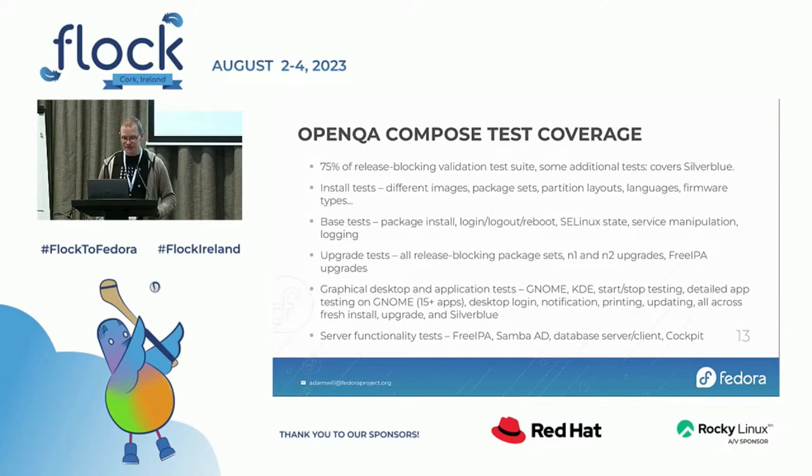So for composes, we're covering 75% of the validation test suite, which are those tables I showed earlier, the 130 tests as of Fedora 21, or 200-something tests now. 75% of those are automated. We do not need to run them manually, which is fantastic. Makes life so much easier.